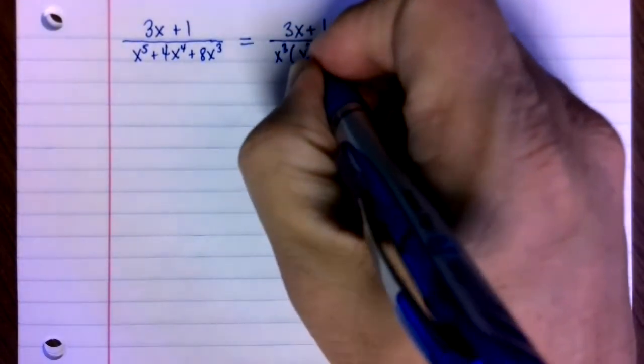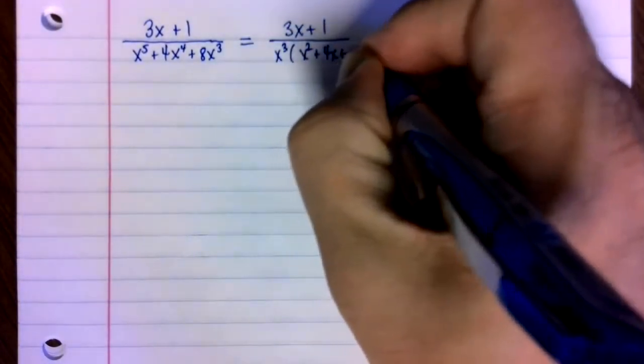All right, so in this video, we're going to take a look at the partial fraction decomposition of 3x plus 1 over x to the fifth plus 4x to the fourth plus 8x cubed. I'll say at the outset, this one is going to take a little bit of work. First, we'll factor the denominator, and clearly I can pull x cubed out. So x cubed, and then x squared plus 4x plus 8.